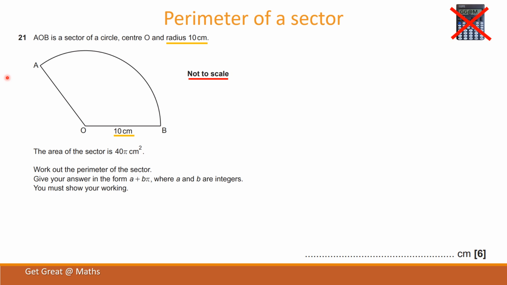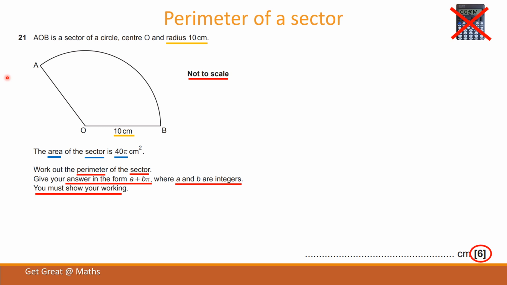highlighted in the diagram. It tells you the diagram is not to scale, which means you can't use a protractor to measure the angle AOB. The area of the sector is 40 pi. We've got to work out the perimeter of this sector. Your answer must be in the form a plus b pi, and a and b are integers, which just means they are whole numbers. And you must show your working out, and this is worth 6 marks.